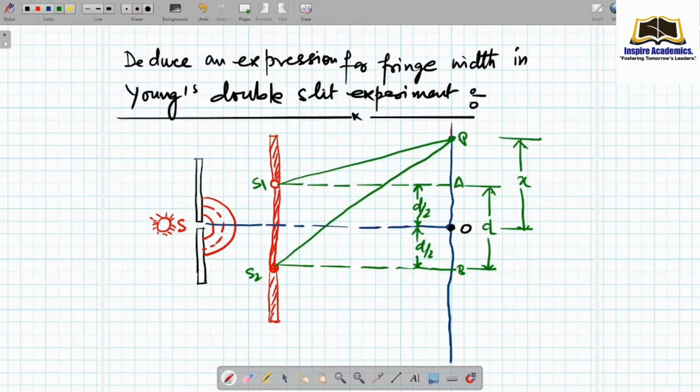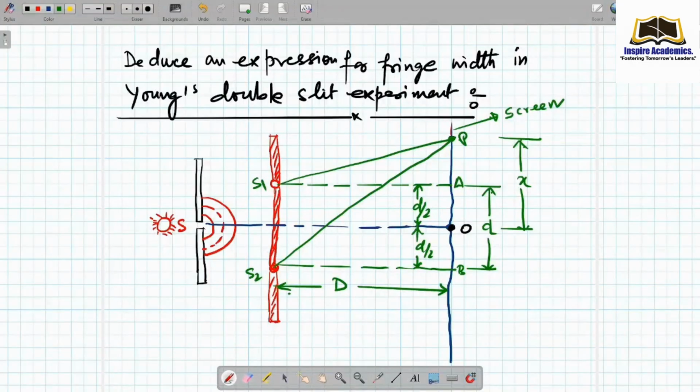Now this distance, let us take it as capital D. It is the distance between the second cardboard which is having two sources S1 and S2 and the curtain, the screen, whatever you call it. Okay, the screen.